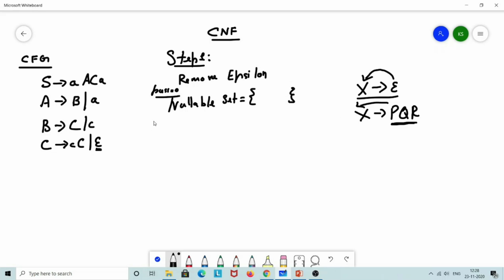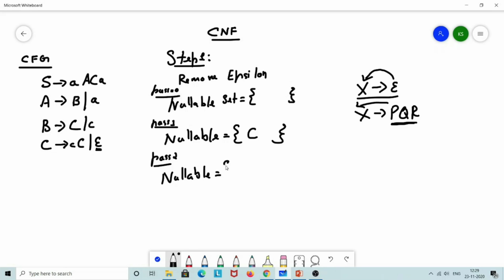So in pass 1, I'll scan the entire grammar rule set. S is not nullable, A is not nullable, B is not nullable, and C gives epsilon. So that makes C nullable, and C is added to my nullable set. Now there is a change with respect to the value of nullable in the previous pass, so I have to continue this iteration.